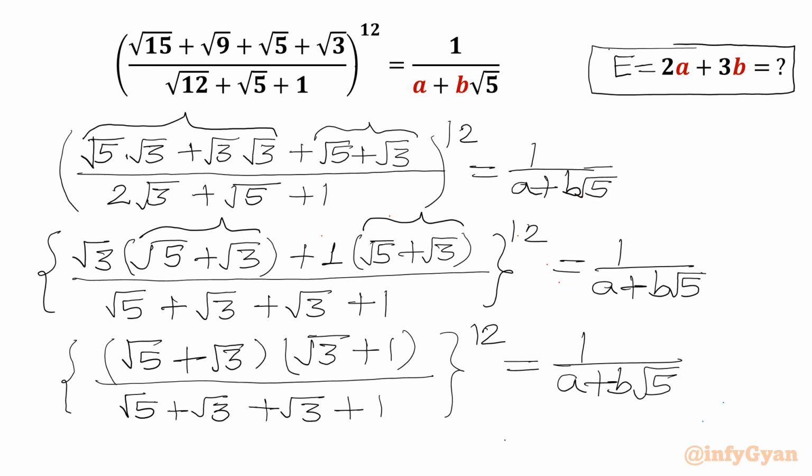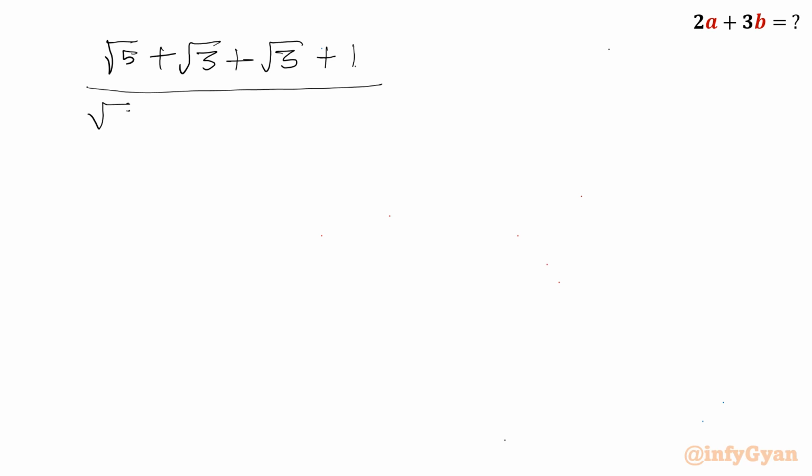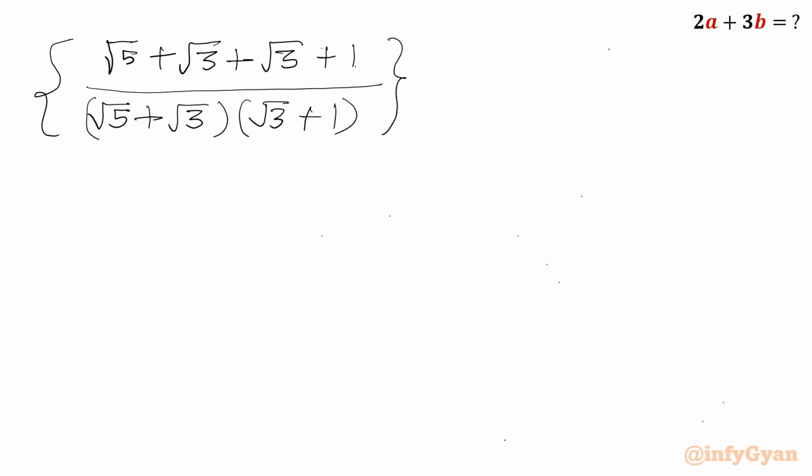Now I will flip both sides. I will swap numerator and denominator. So I can write this summation, which is the denominator, in the numerator. After flipping, it will become (√5 + √3 + √3 + 1) divided by (√5 + √3) in one bracket, and in the other bracket it is (√3 + 1). The whole power will be as it is. And the right hand side I will flip, so it will become a + b√5.